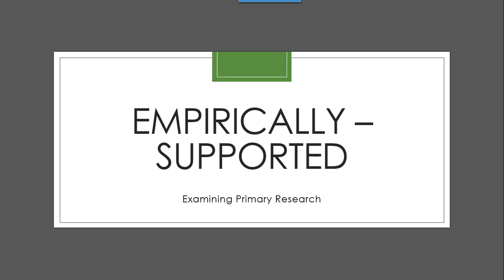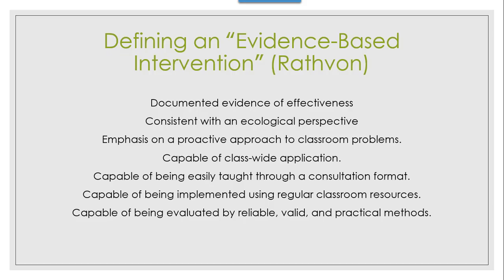Great. How do you choose what you're going to evaluate? I'm just going to give you an idea of what evidence-based is considered to be: there's some sort of documented evidence of effectiveness, ecologically sound, we just talked about that. Ideally, it is proactive instead of reactive. You're helping a kid before they've failed. You see a kid who's at risk and you step in and help at the at-risk stage or even at the pre-risk stage. Ideally, it has class-wide application.